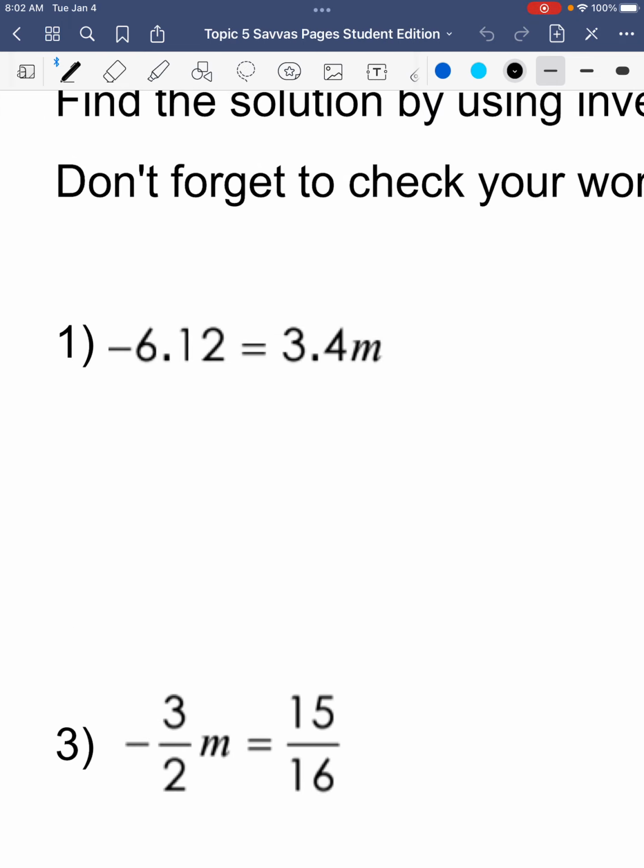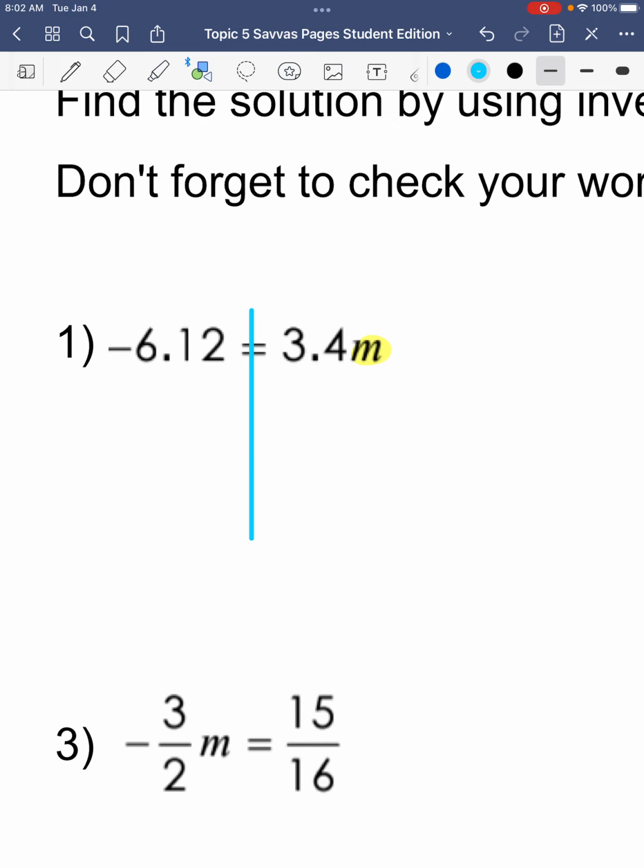Let's look right here at number 1. We have negative 6.12 equals 3.4m. So my variable is that m right there, and I want to get it by itself. How is it connected to 3.4? Well, it's connected through multiplication. So how do I undo that multiplication? I divide. And remember, whenever you're working with equations, whatever you do on one side, you must do on the other. So I like to draw that line through my equal sign.